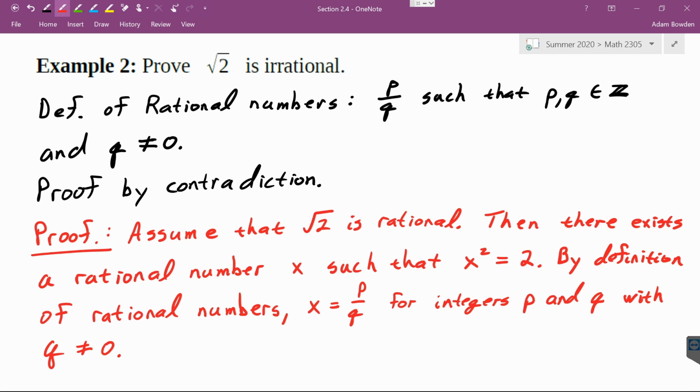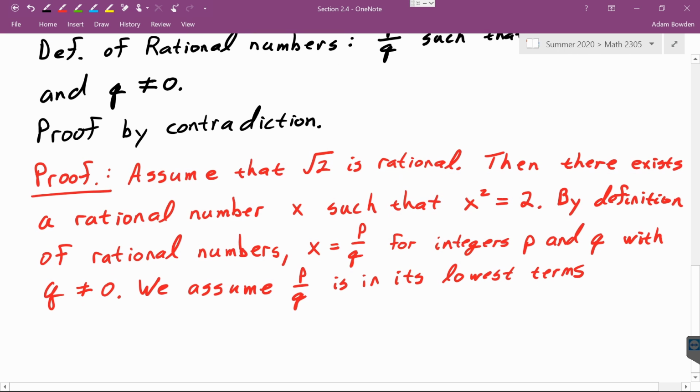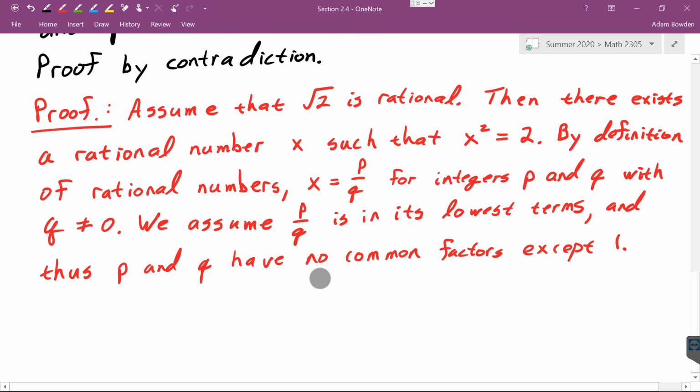Also, we can assume that this fraction is in its lowest terms. So we assume that p over q is in its lowest terms. And as a result, if it's in its lowest terms, then p and q must have no common factors except 1. Okay, so now we know some things about it. Let's see if we can continue on from here.